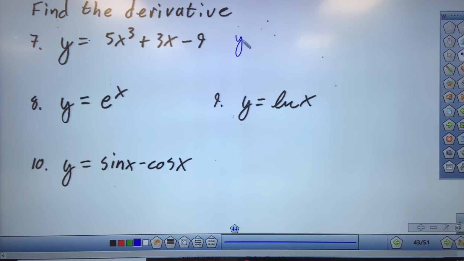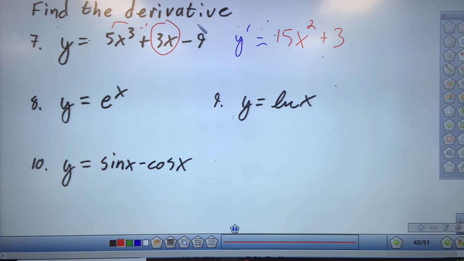Derivatives, so y prime equals, going to do the power rule, 3 times 5 is 15x. You subtract 1, so 15x squared. The derivative of 3x is just plus 3. And the derivative of negative 9, or 9, is 0. So that's your answer.